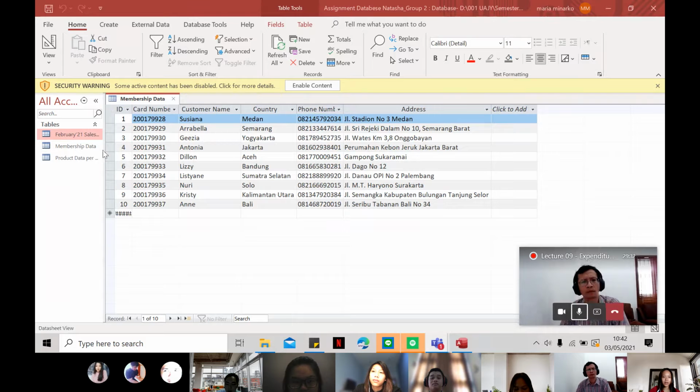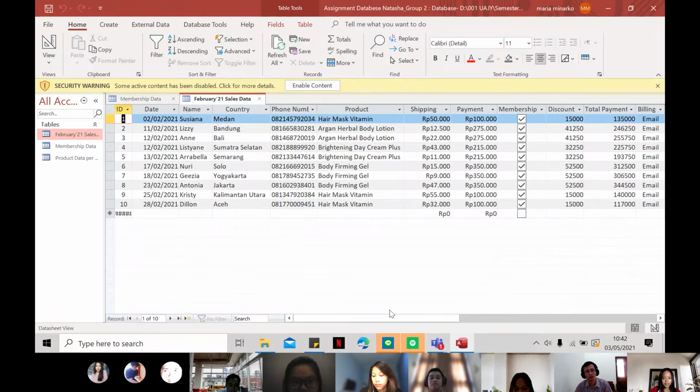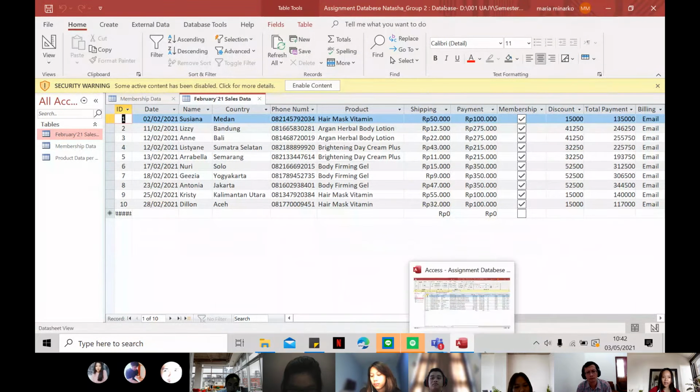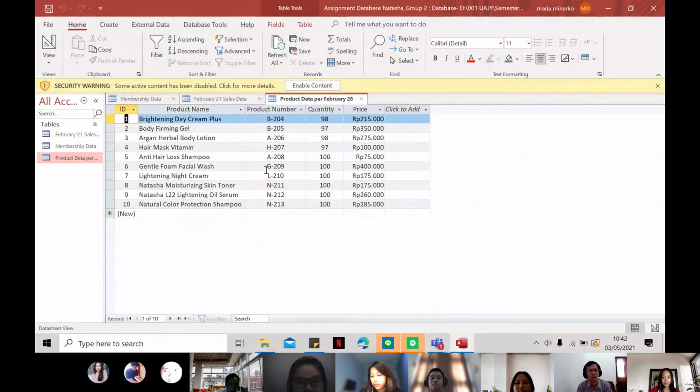We want to share our project to make a database for Natasha Skincare. Here we have 3 databases. The first one is membership data, the second is February 21st sales data, and the last is product data per February 28.